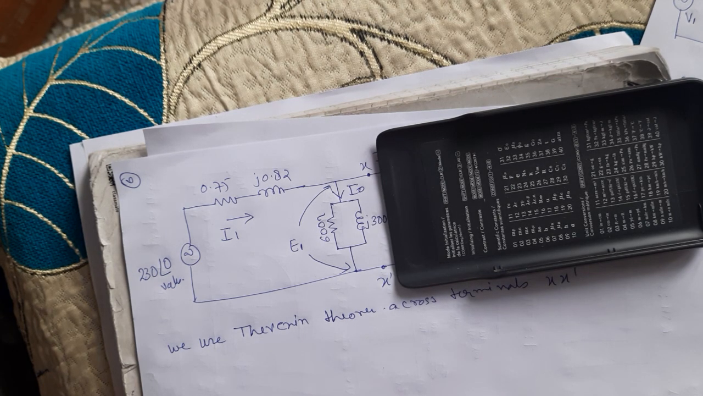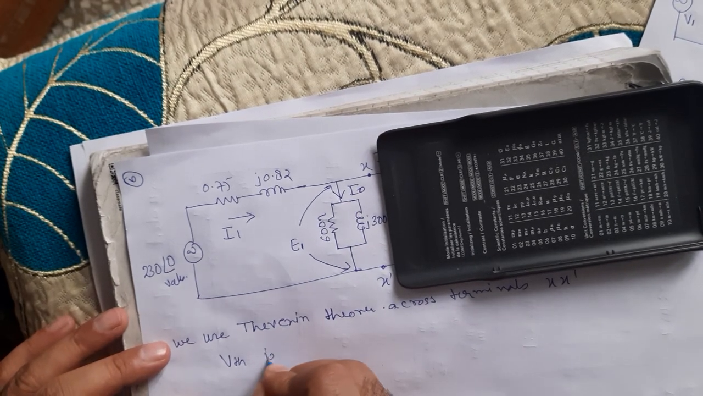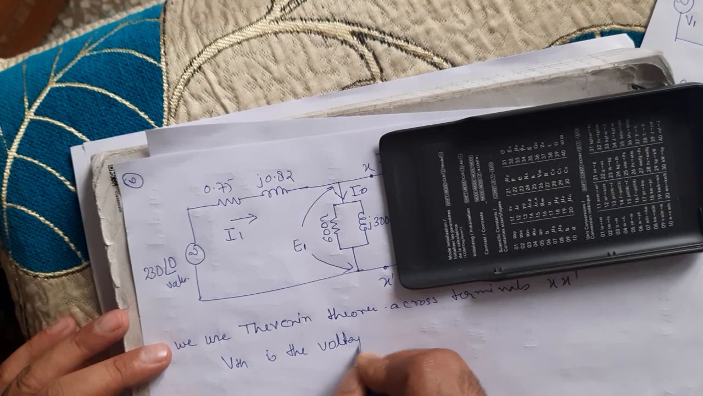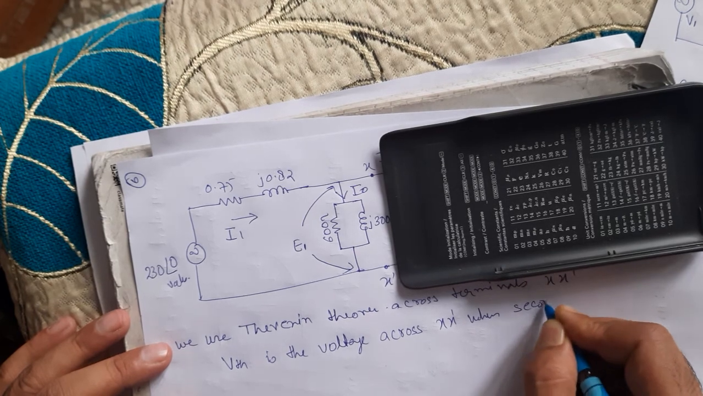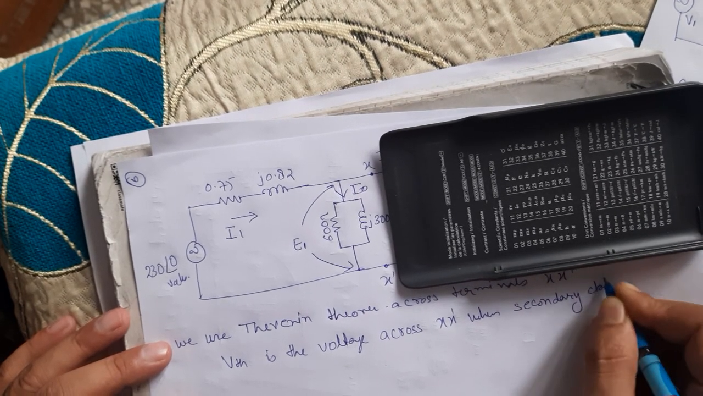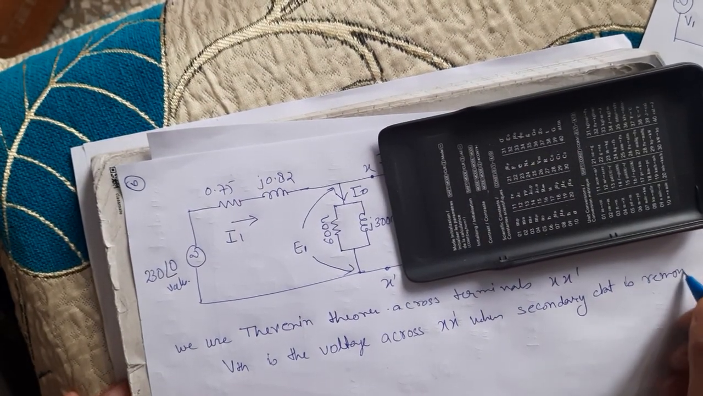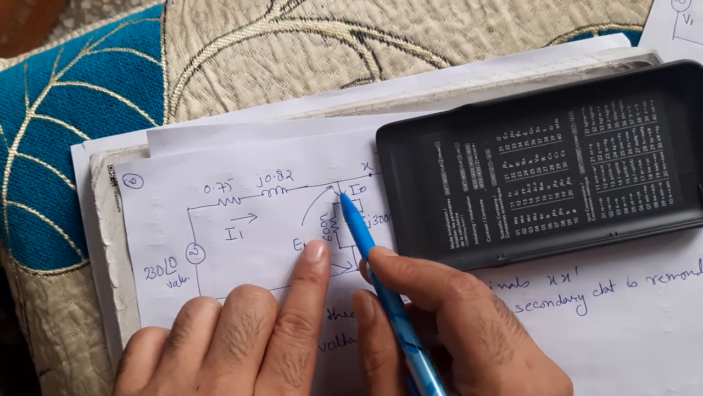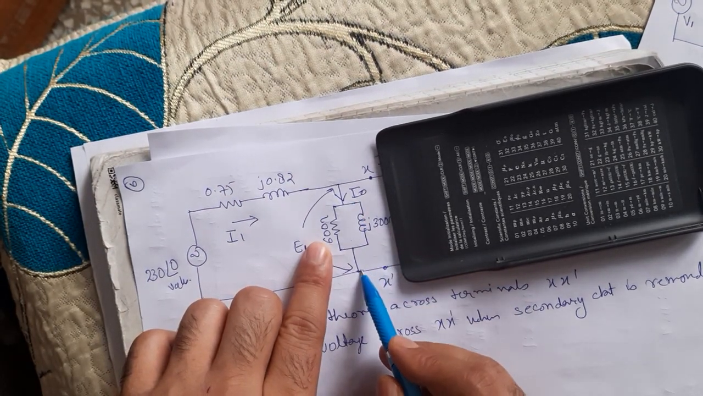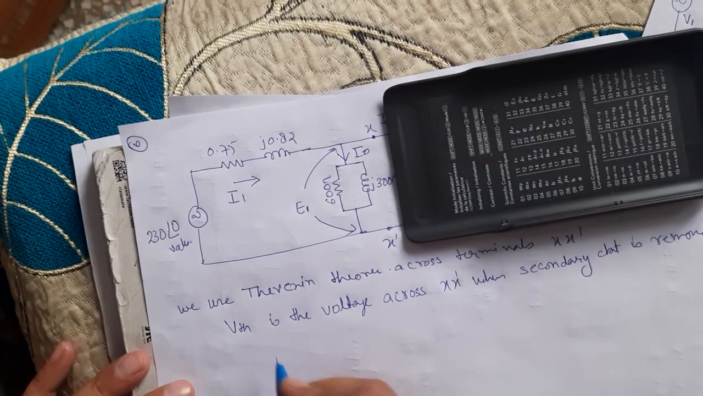So what will be the Thevenin equivalent voltage? It will be the voltage across the terminal XX dash. So VTH, the Thevenin voltage, is the voltage across XX dash when the secondary circuit is removed. At that time, VTH will be the drop across this branch. So what will be the drop across this branch? Let me again draw this Thevenin equivalent circuit.